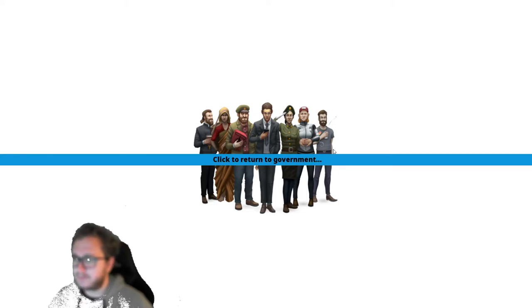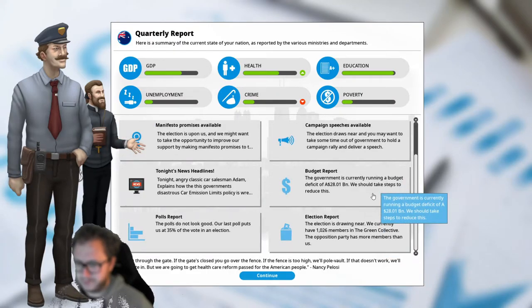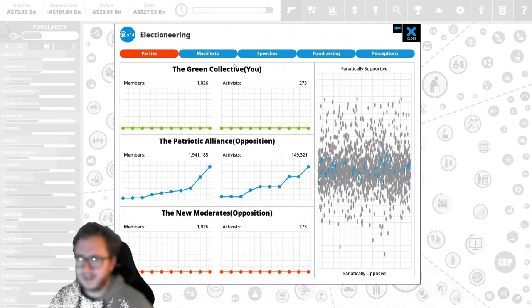Yeah. Let's raise the speed limits. Okay, so now we get 35% of the vote at the next election. How do I change my name?